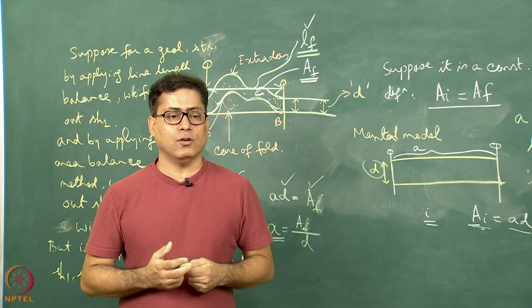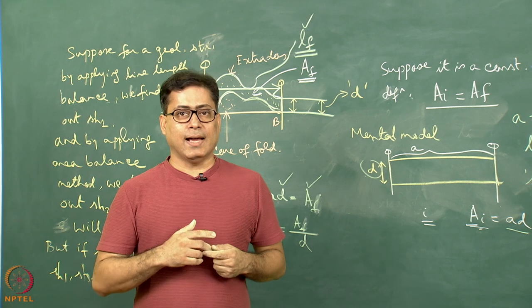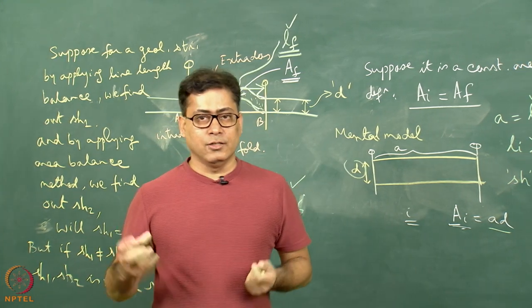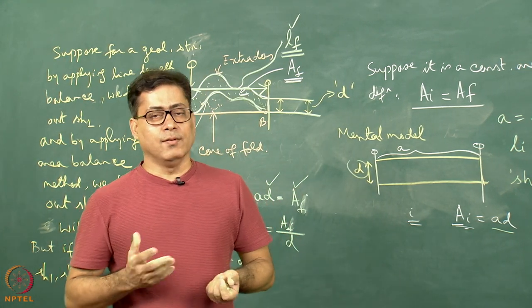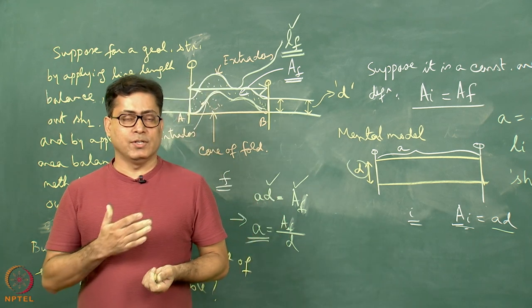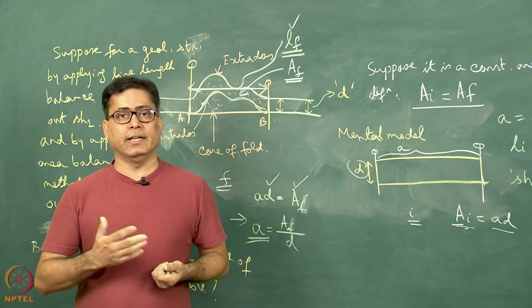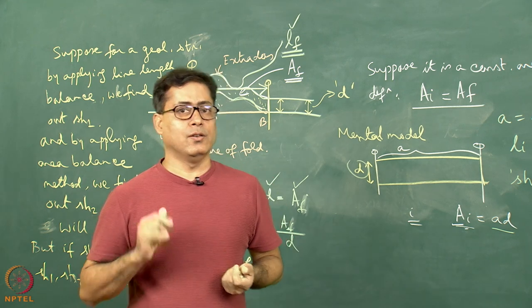If we find that the rock has undergone metamorphism, diagenesis, or later igneous intrusion has cut across the fold, that means volume disturbance has taken place, which can indicate that there might be change in area. So in that case, this process will not work.